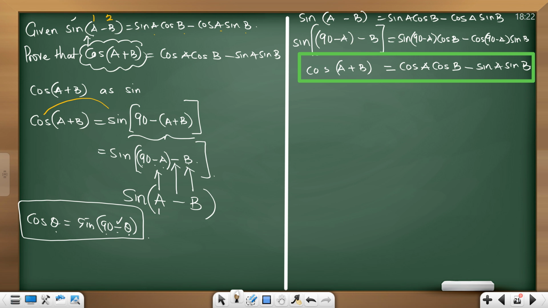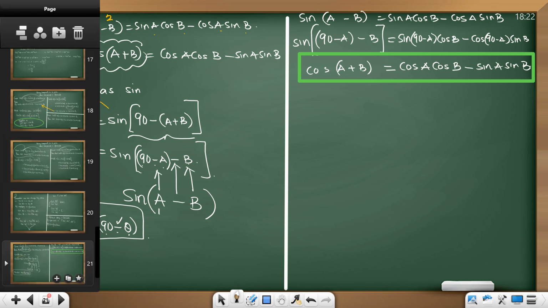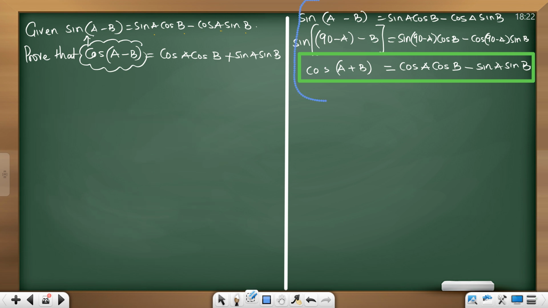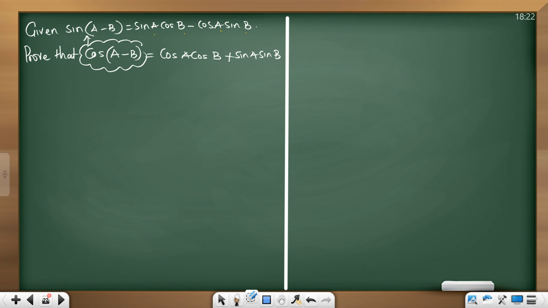Are you predicting what I'm going to give you? All right, this is what I'm going to give you. Given sine A minus B, show that cos A minus B is that. There we go. Quickly.